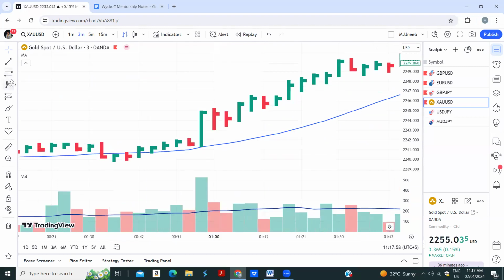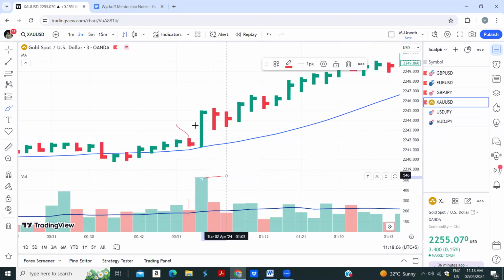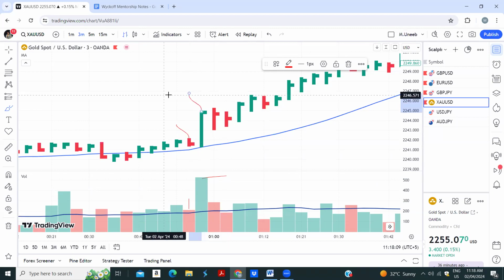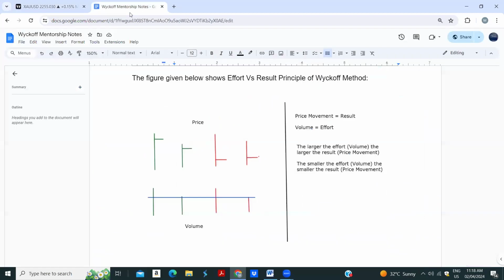Here, if you compare this one, we have the smaller volume, we have the smaller price movement. We have the larger volume, we have the larger price movement. So this is known as the law of effort versus result. This is what is demonstrated by this law. If I want to delve deeper into it, then we have to determine the relationship between volume and price.